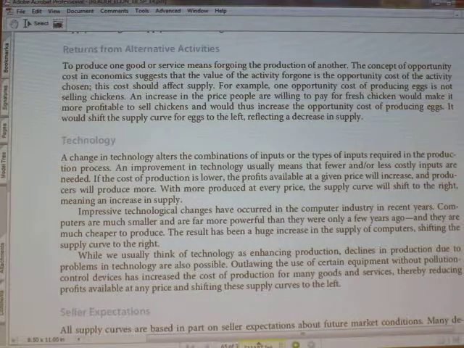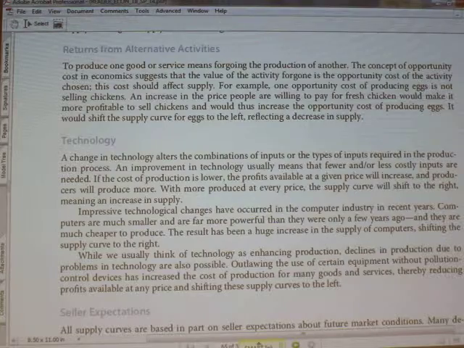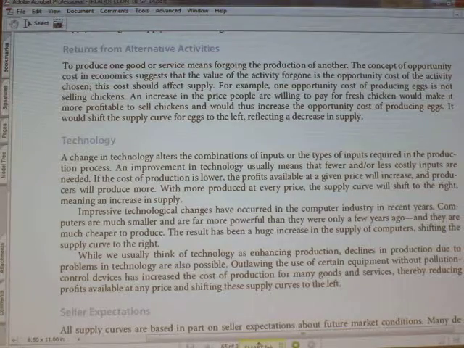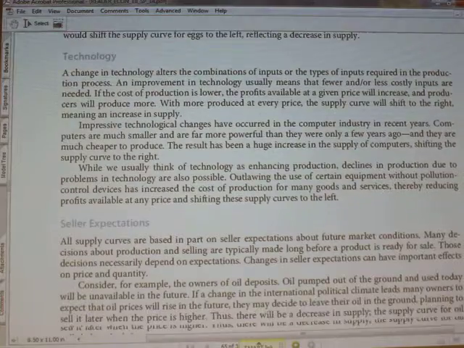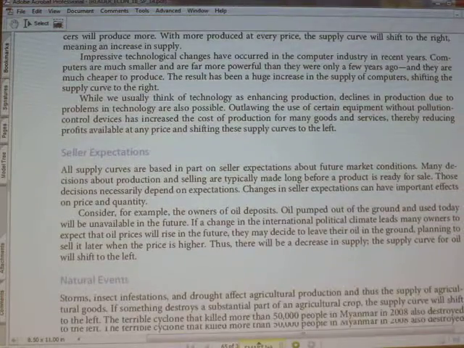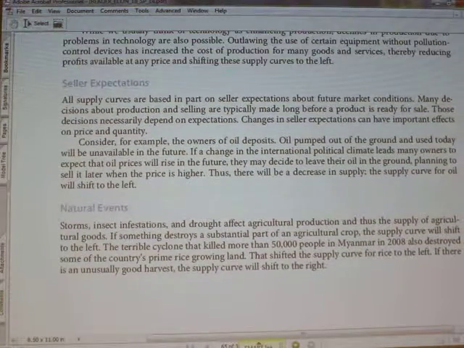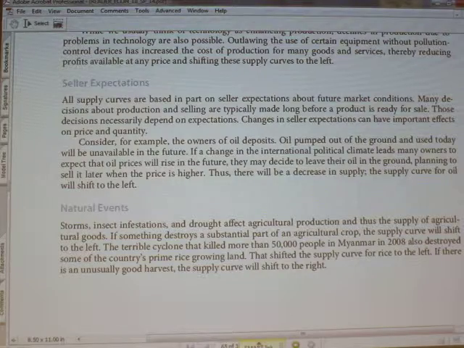Technology, if the technology for growing or maybe roasting or brewing or any aspect of coffee production changes, could cause a shift in the supply for coffee. And again, expectations can cause shifts in the supply of coffee. And we have already been mentioning weather in this video. Natural events are also possible supply shifters.